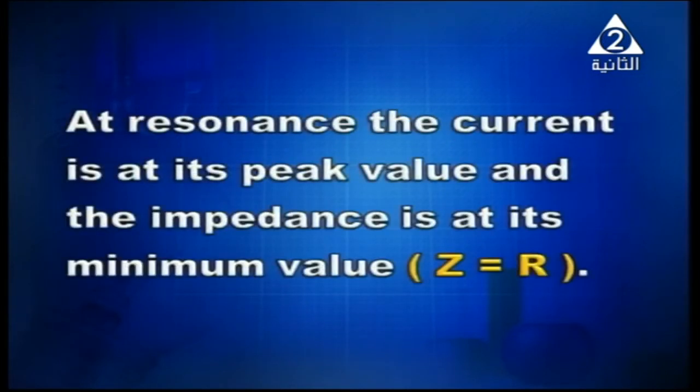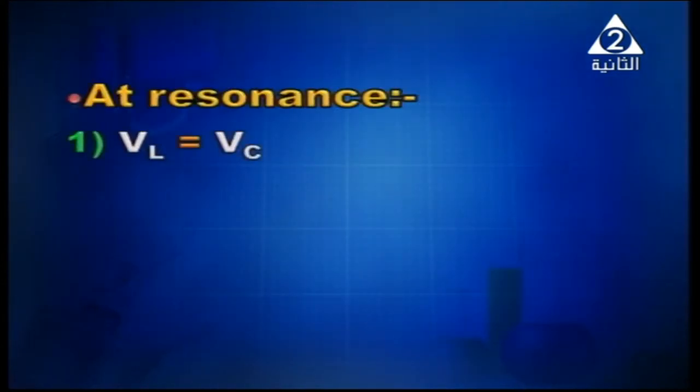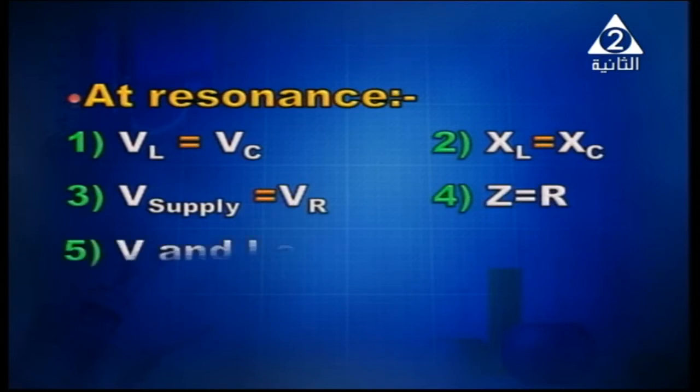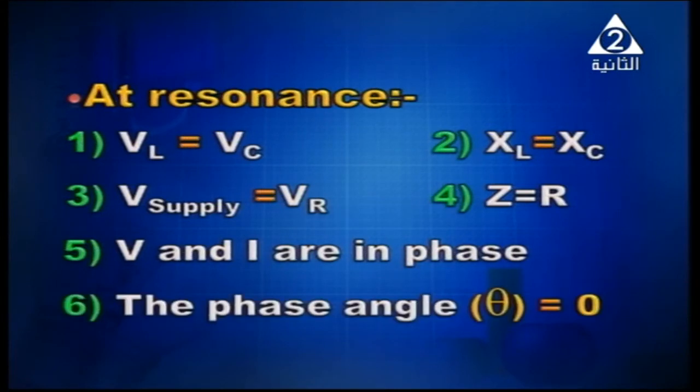At resonance, the current is at its peak value and the impedance is at its minimum value, Z equals R. At resonance, VL equals VC, XL equals XC, and the supply voltage equals the voltage applied across the resistor. The impedance is equal to the resistance. V and I are in phase, that's to say the phase angle is equal to 0.